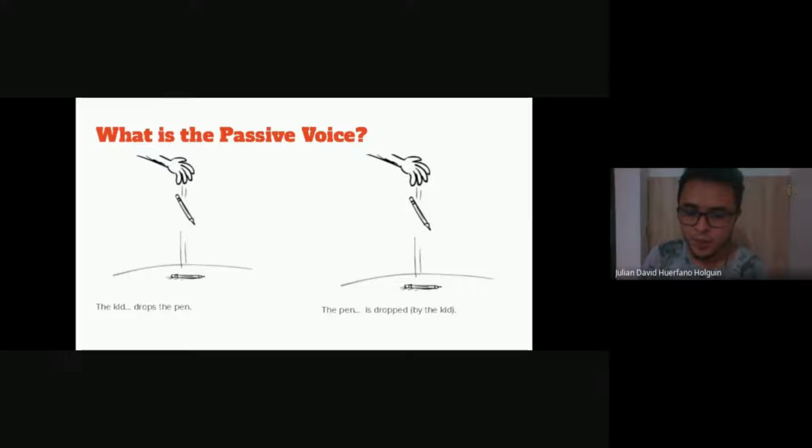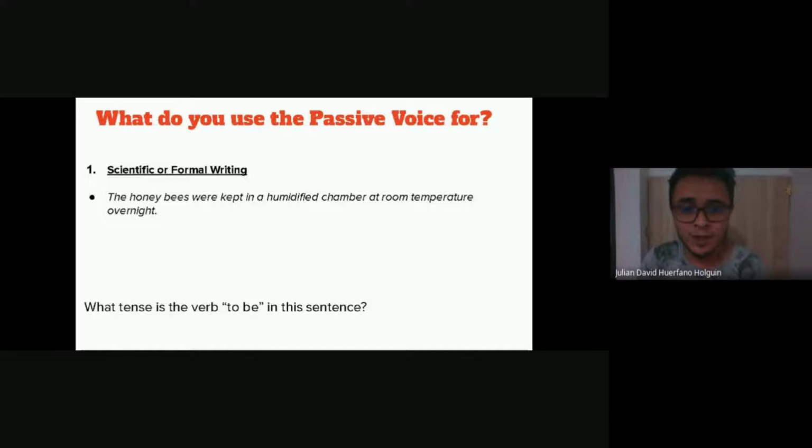Now, is the verb to be always in the present tense when I make a sentence in the passive voice? What do you think? You say yes? Okay. We will confirm if this is true or not with these examples. So we have some uses for the passive voice. First one, scientific writing or formal writing.